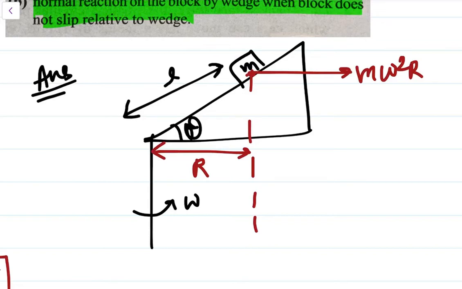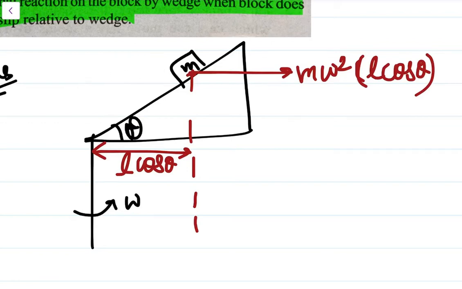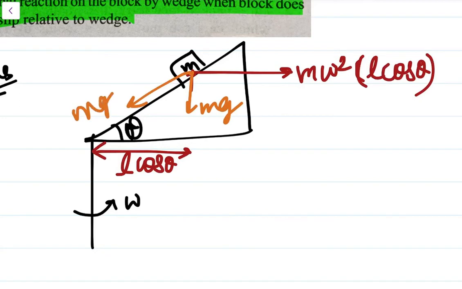And we can write r as how much? L cos theta. So here r we can replace it by L cos theta. Alright, pretty easy. So now it's very simple, and we just have to draw the FBD now. So wait, mg will act in this direction, and mg sin theta will act in this direction, and mg cos theta in this direction.